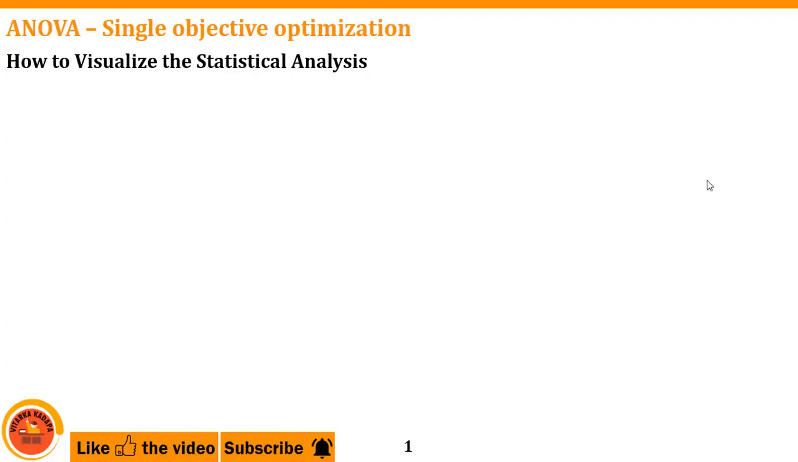In this video, I am going to talk in more detail about analysis of variance. Especially this analysis of variance, we will term it as a single objective optimization, where we have only one response parameter. Our objective is to optimize only a single parameter, not multiple cases.